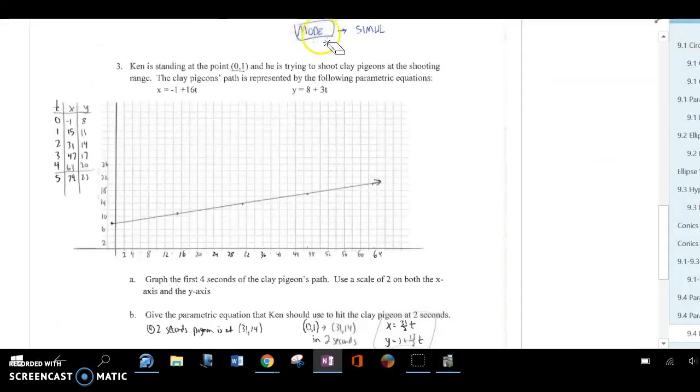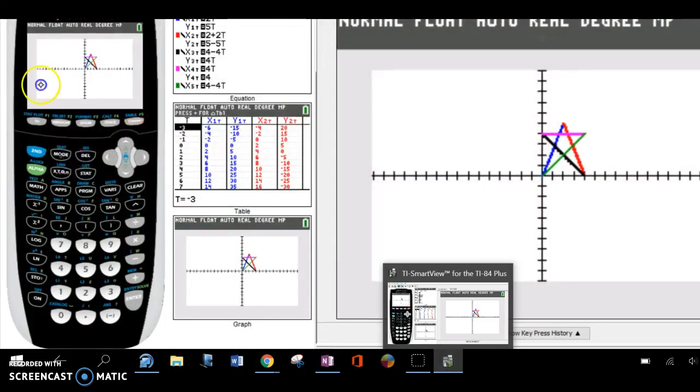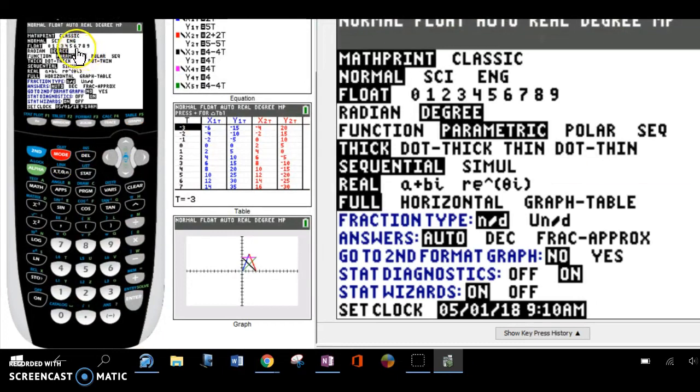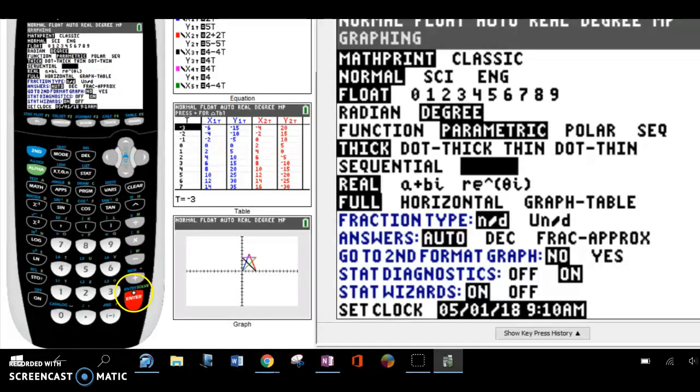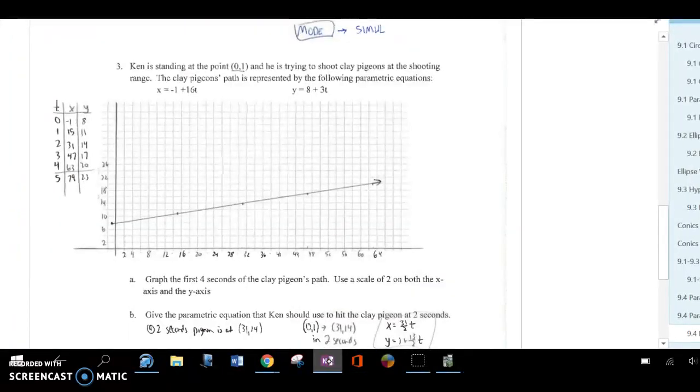Next, we want to make sure that we switch the mode on the calculator to simultaneous. So I'll hit the mode button, and normally we have this in sequential order. I'll scroll down and change it to simultaneous, and we'll see what that looks like once we get into the graphing part of this one.